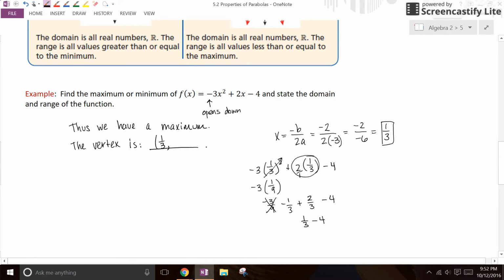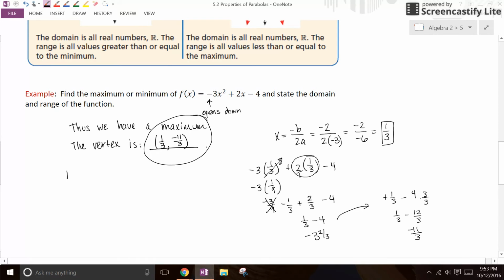Now up to you. You can either do 1/3 minus 4 is -3 2/3, so the answer is -3 2/3. Or if you wanted, you could have said positive 1/3 minus 4. Change this to thirds, so we got to multiply it by 3/3. That'd be 1/3 minus 12/3, which is -11/3. And that also happens to be, by the way, -3 2/3. So there you go. I'm going to put it as -11/3. I think that looks just prettier, but either one is acceptable. That is the vertex, or what we would call the maximum.